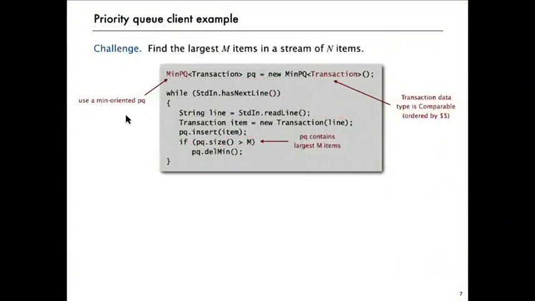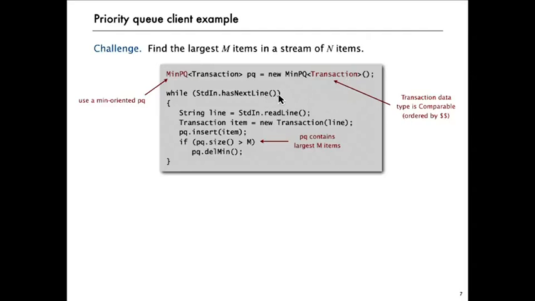So we're going to use a min-oriented priority queue, so that's going to keep, it'll be one where we can delete the minimum. And it'll be generic, so we have a transaction type that holds this information, including natural ordering, where it's ordered by dollars, that last column. So we'll build a new min priority queue, where we have the capability to delete the minimum.